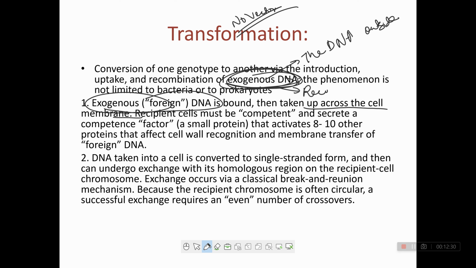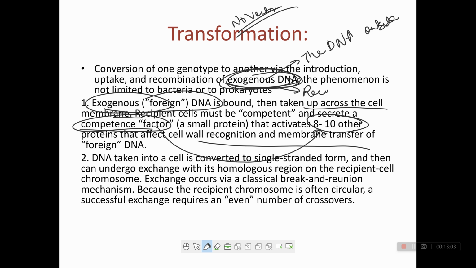The recipient cell must be competent and secrete a competence factor, that is a small protein. What is a competence factor? Competence factor is a small protein that activates 8 to 10 other proteins that help the cell wall recognize foreign DNA and mediate membrane transfer of foreign DNA, right?